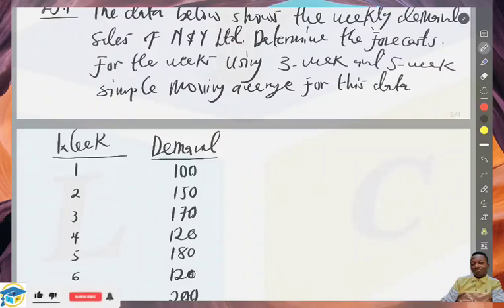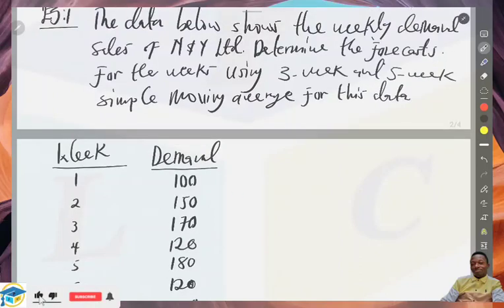So we make use of 3 numbers in the past to forecast for the coming period, and for the 5-week, we make use of 5 previous data points to forecast for, say, week 6. So that is the meaning behind that. So here, all I want to do is to create a column for 3-week and then that of 5-week. So that's what we're going to do.